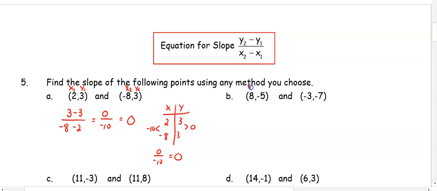So in B, I have x1, y1, x2, and y2. So as we subtract negative 7 minus negative 5, just because there's a negative sign there doesn't mean if it's a negative number, you get rid of it. Then we have negative 3 minus 8. So that gets us negative 2 over negative 11, which, because they're both negatives, they cancel out to become positive.